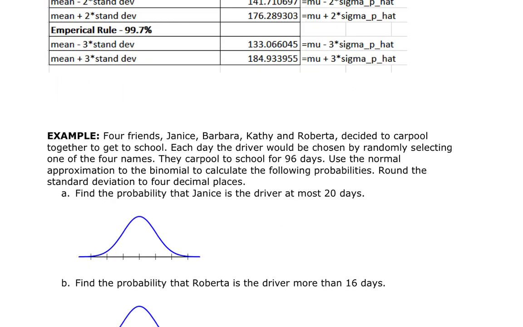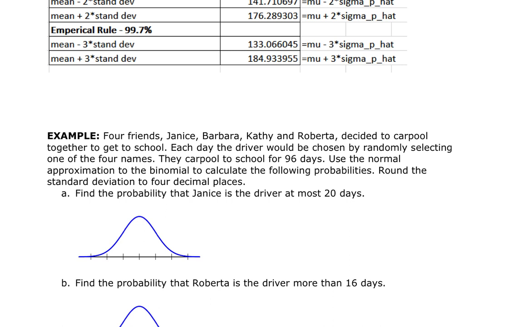So here is my first example. We have Janice, Barbara, Kathy, and Roberta, who decided to carpool together to get to school. Each day the driver would be chosen at random, and we're going to select one of the 4 names. They carpool to school for 96 days. Use a normal approximation to the binomial to calculate the following probabilities. Round standard deviations to 4 decimal places. Find the probability that Janice is the driver at most 20 days.